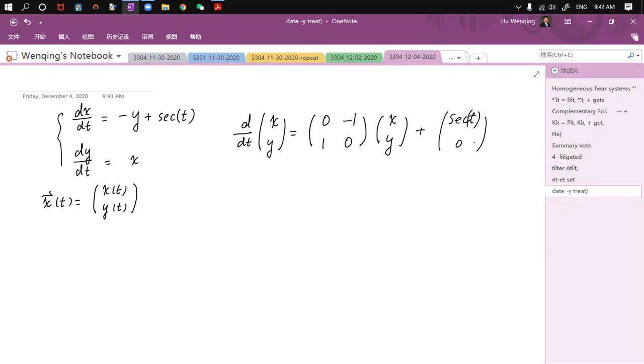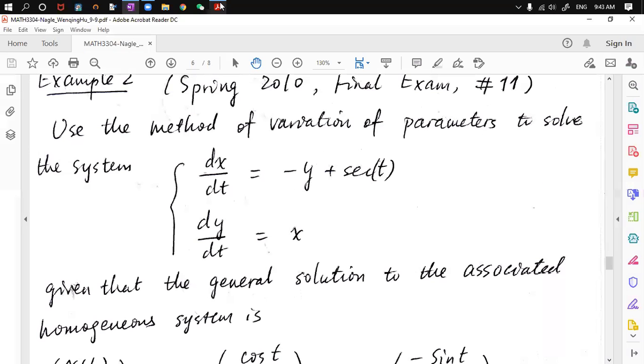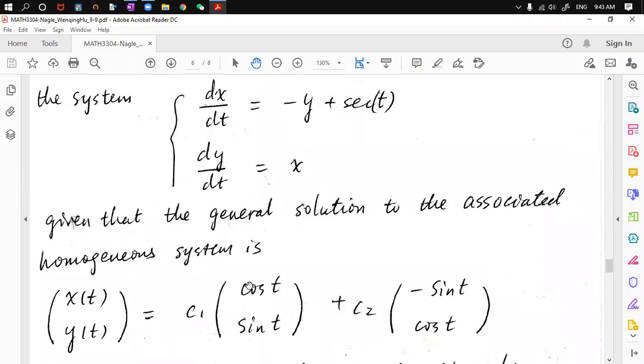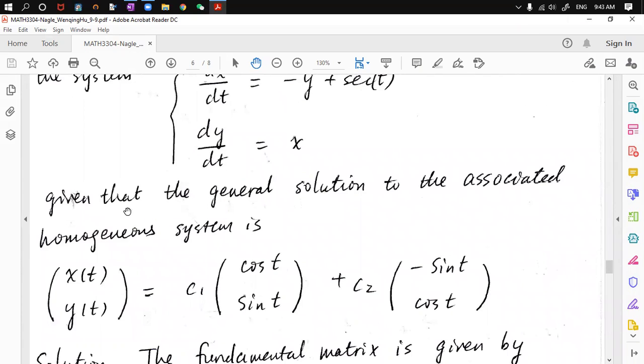Is that good, family? Once you have this, you can see that the matrix A is equal to 0, minus 1, 1, 0, and the vector G(t) is equal to secant of t as well as 0. Now you have to solve the system. It's not an easy story, but the problem says that the general solution to the associated homogeneous system is given.